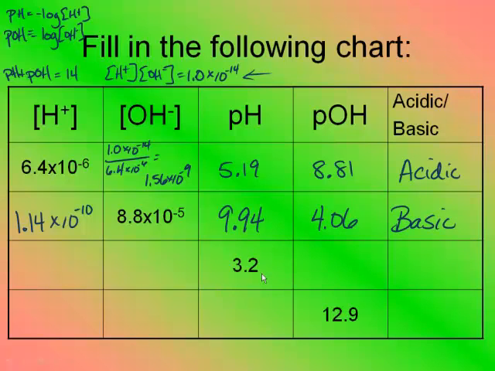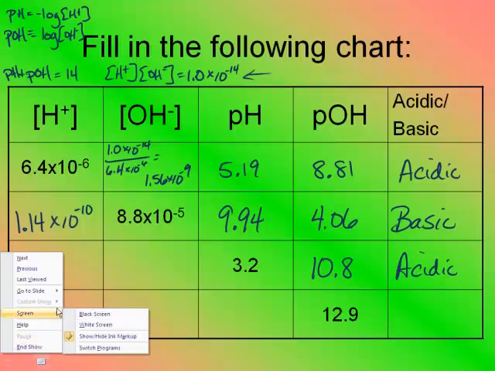Now these next two, because I can do the basic math in my head, I'm just going to do 14 minus 3.2, which is obviously 10.8 to give me 14. And 3.2 is obviously less than 7, so this must also be an acidic solution.